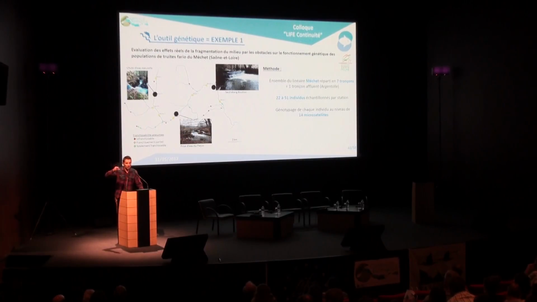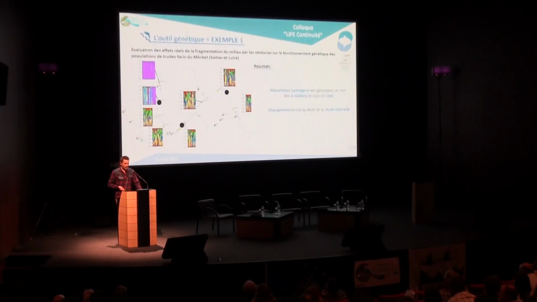So the methodology that we implemented, we cut the river in 8 parts. We realized 21 to 51 samples of trout, and we did genotyping of all that, and we obtained the genetic diversity in all stations and also the differentiation in terms of genetic structure between the different stations. That's what we have for the results.